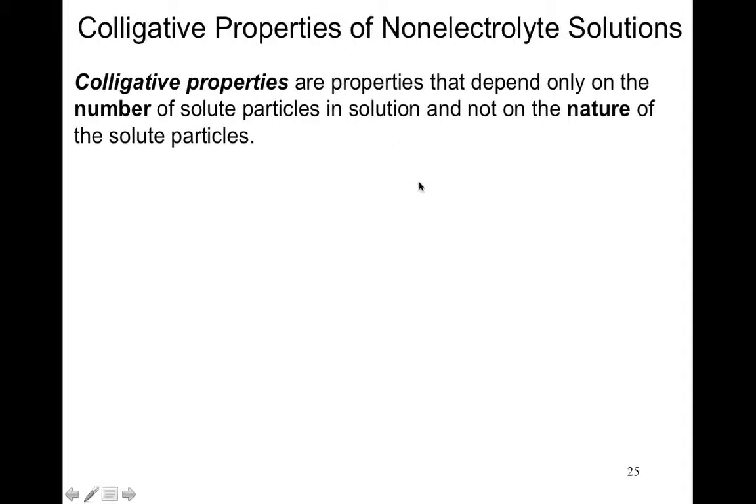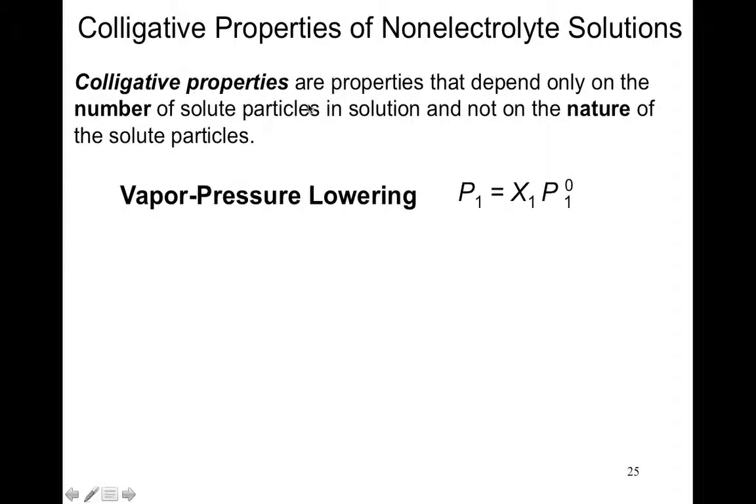But colligative properties are properties that depend only on the number of solute particles in the solution and not on the nature of the solute particles. So it doesn't matter if it's an ion or a sugar or a salt or a big long molecule or whatever. As long as the number of particles is the same, it's going to behave pretty similarly.